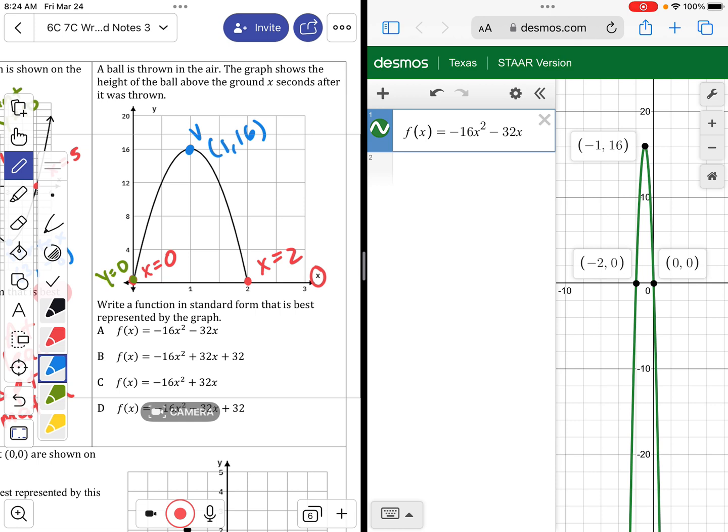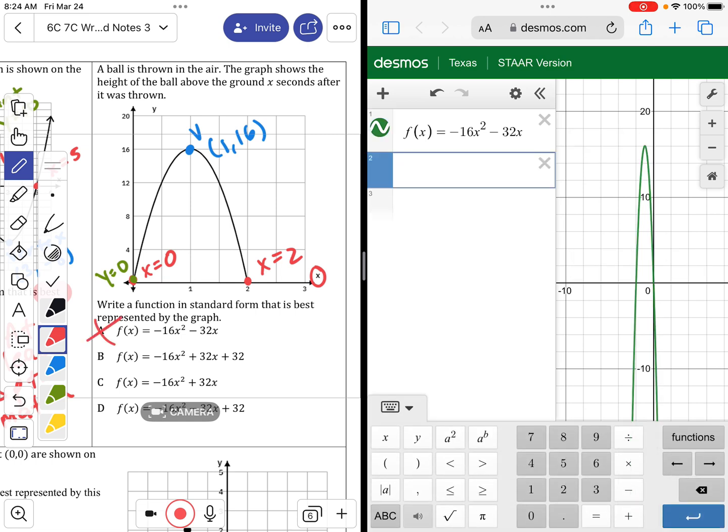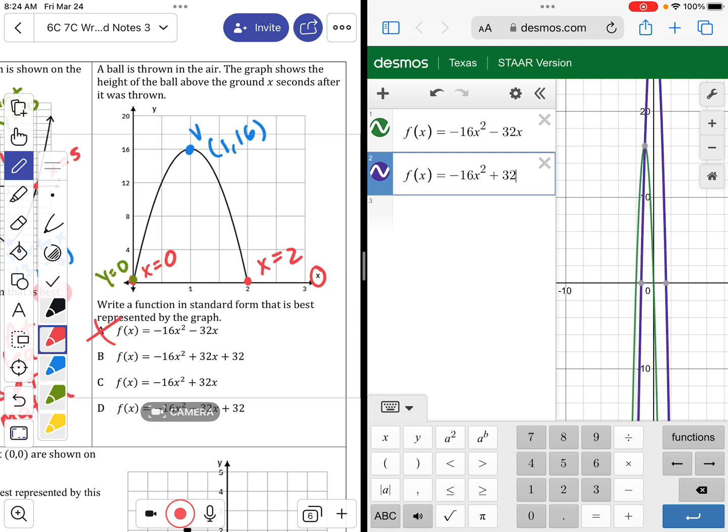But that's only 2 points. The third point here is negative 2 comma 0, and that unfortunately does not match. So for that reason, A is not our answer. So let's go ahead and test out the next one. Negative 16x squared plus 32x plus 32.